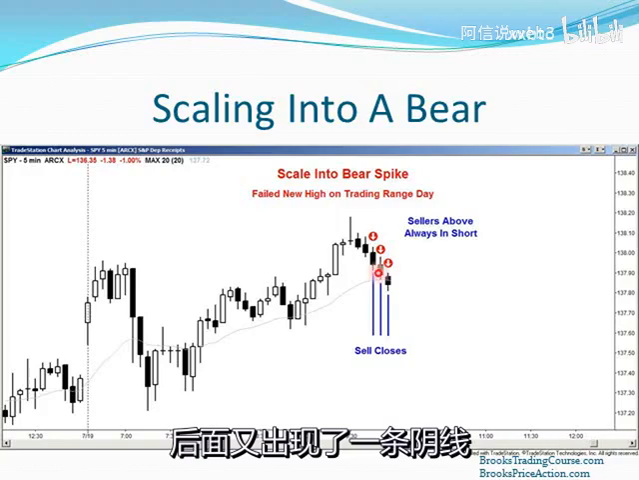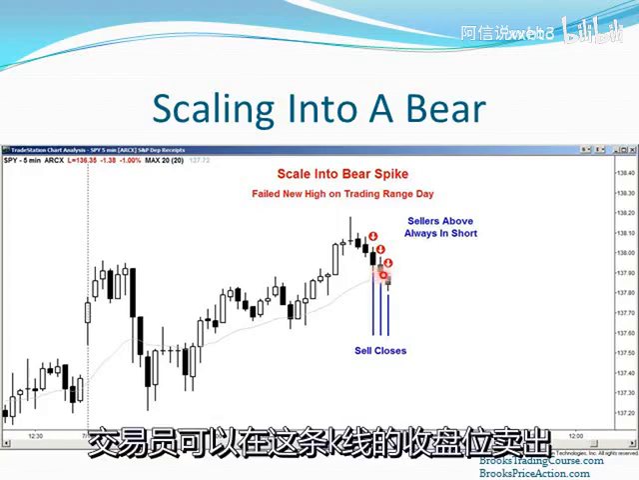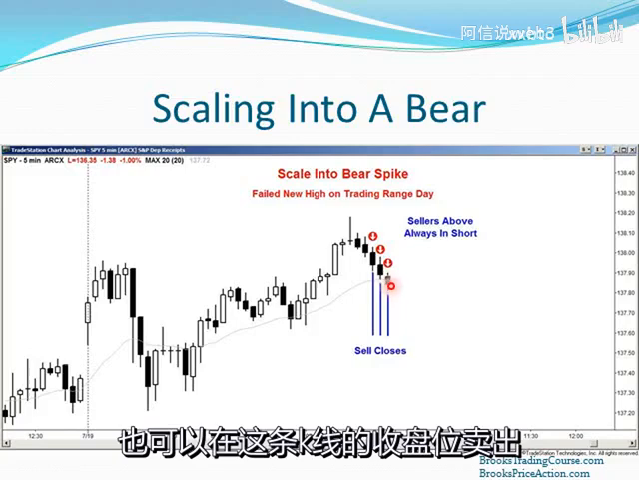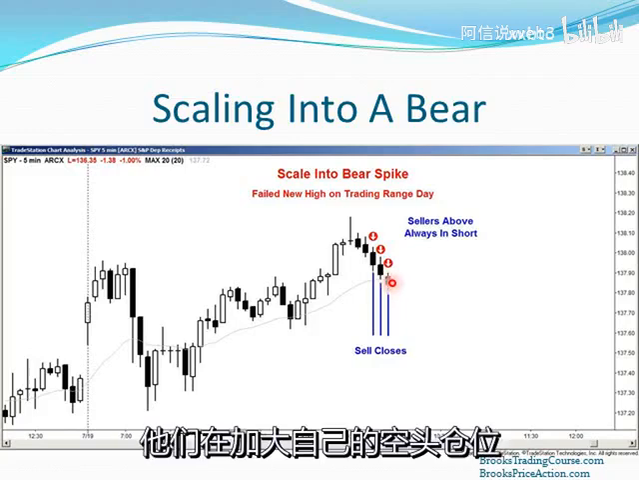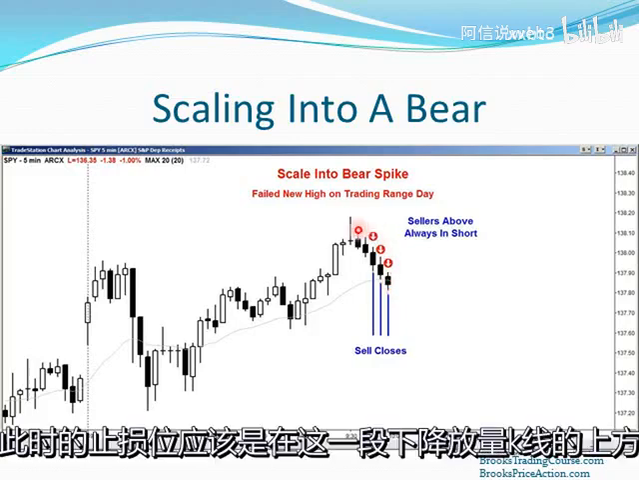And then we have another bear bar closing. They could sell the close of this bar. They could sell the close of this bar. So they're adding to their shorts. Their stop at this point is probably above the top of this bear spike.